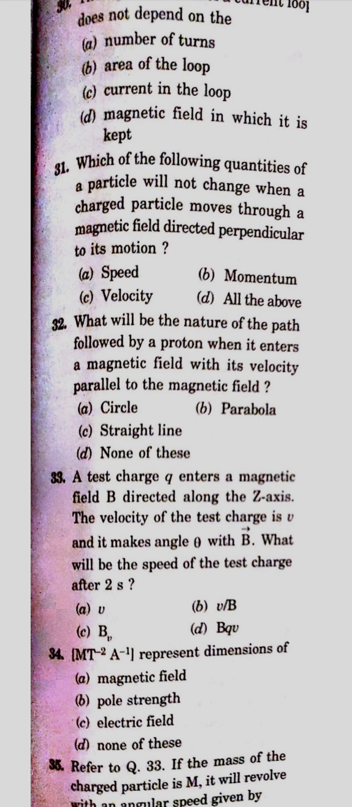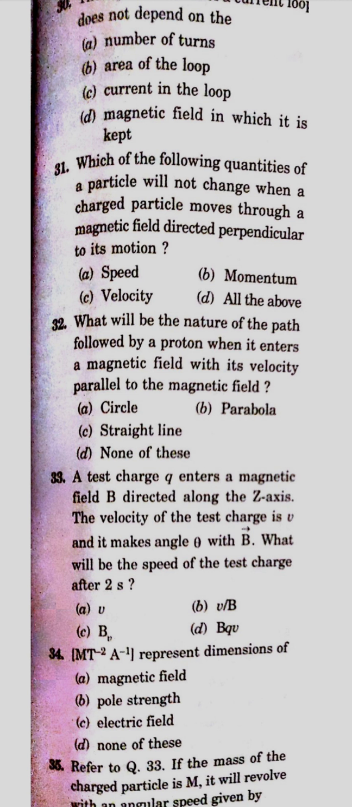Okay. So the next one: which of the following quantities of a particle will not change when the charged particle moves through a magnetic field directed perpendicular to its motion? Here the momentum is changed, velocity is also changed. So what does not change? If it is perpendicular, then the speed will not change. Velocity will change, but speed will not. If its velocity changes, the momentum will also change. But speed doesn't, because it's a scalar quantity.